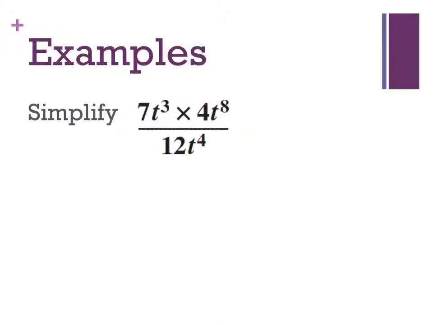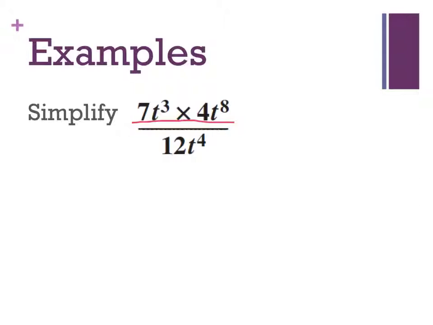Whoa, Nelly. So this looks really hard, guys. It's actually really easy. So the first thing I'm going to do, and the first thing I notice, is that I've got a multiplication on the top here. So it says 7t to the power of 3 times 4t to the power of 8. So let's deal with this separately. I've done multiplication with indices.